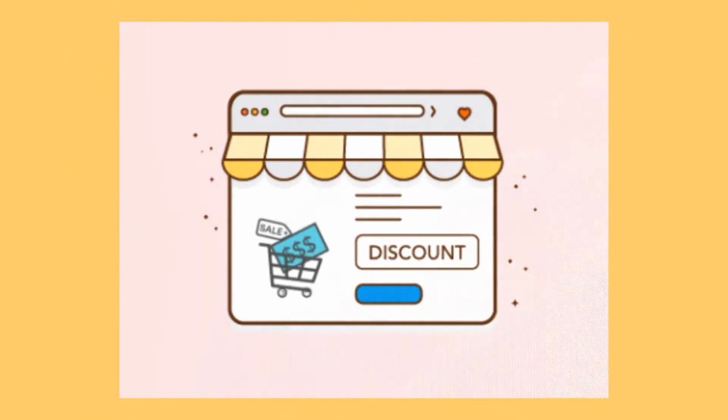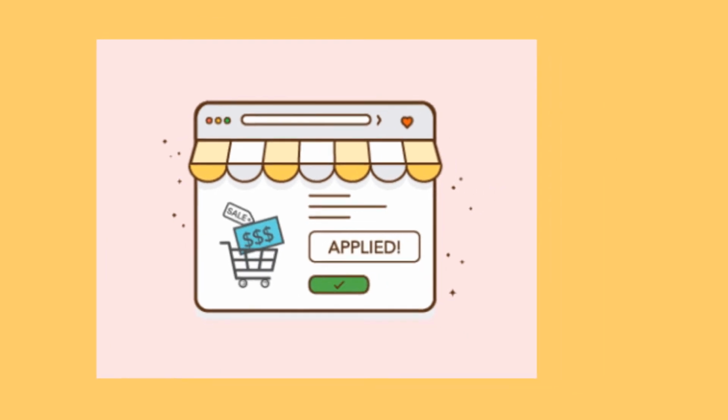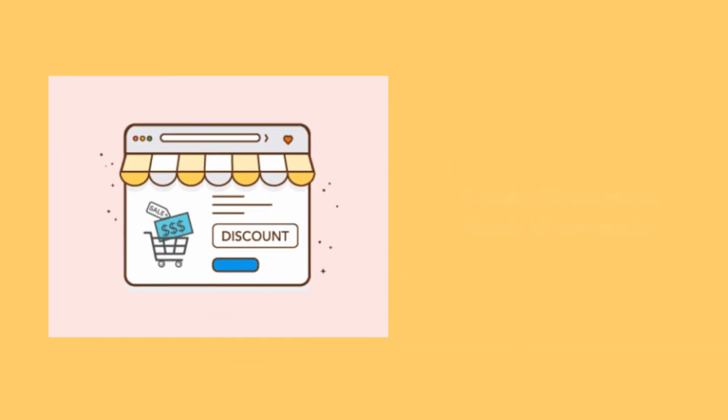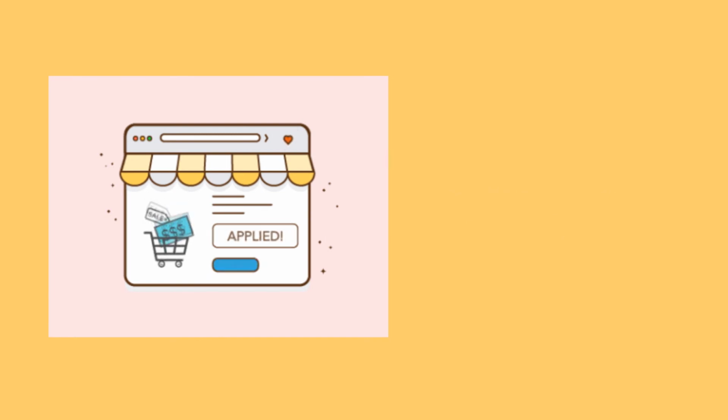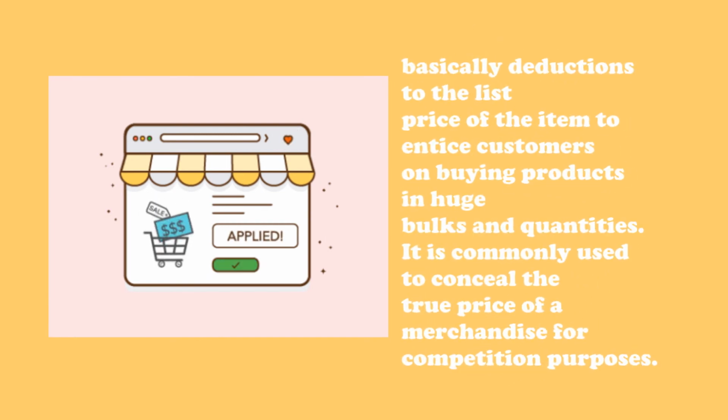Now, let's talk about discounts. There are two types of discounts that sellers apply to their inventory products, and these are trade discounts and cash discounts. Trade discounts are basically deductions to the list price of the item to entice customers into buying products in huge bulks and quantities. It is commonly used to conceal the true price of a merchandise for competition purposes.